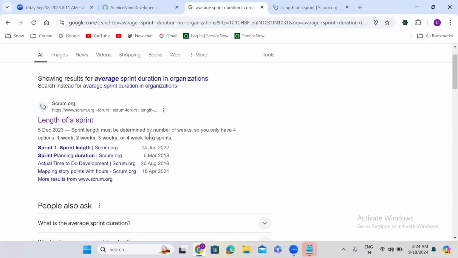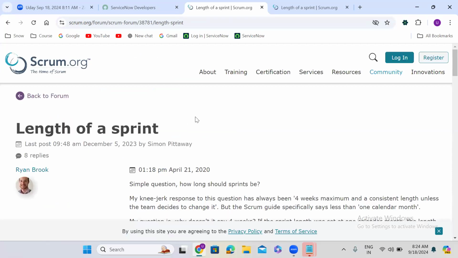Sprint length must be determined by number of weeks. So you can only have 4 options: 1 week, 2 weeks, 3 weeks, 4 weeks. Normally organizations follow a 3 week sprint, guys.